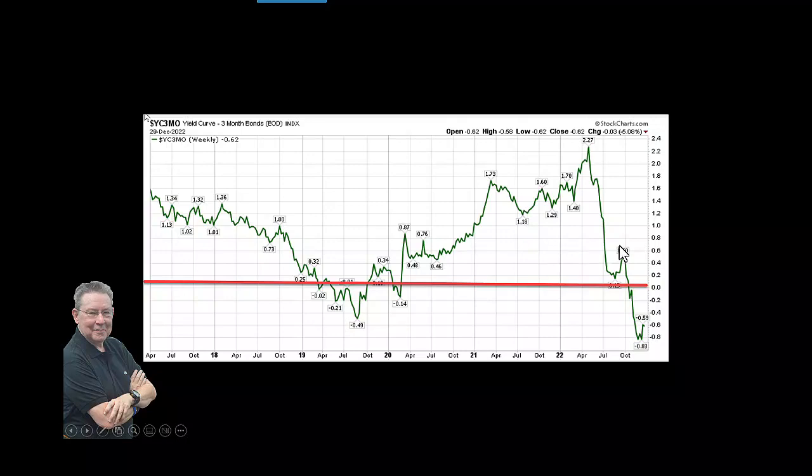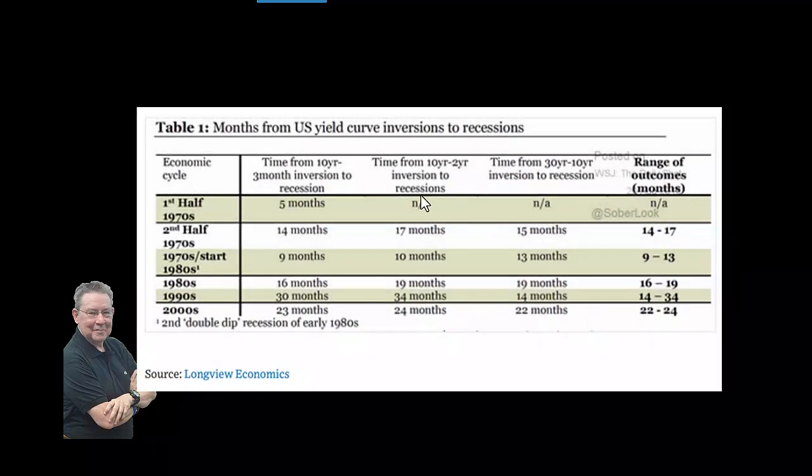You better believe I am. This indicator works great. Now let's take a look at the timing. You can see over here the timing of it.